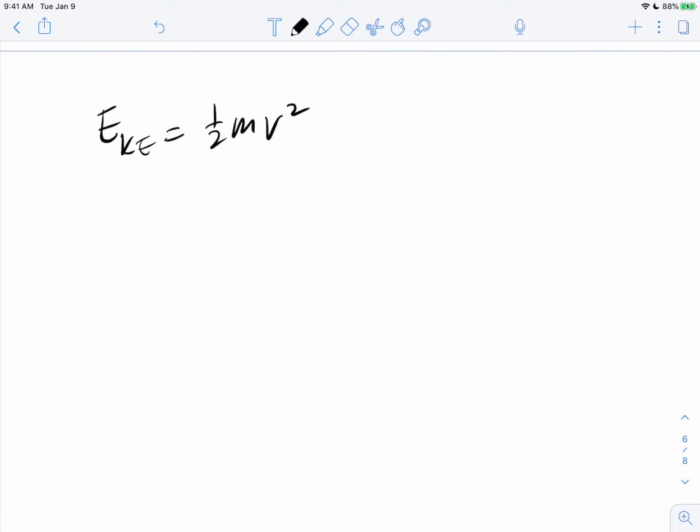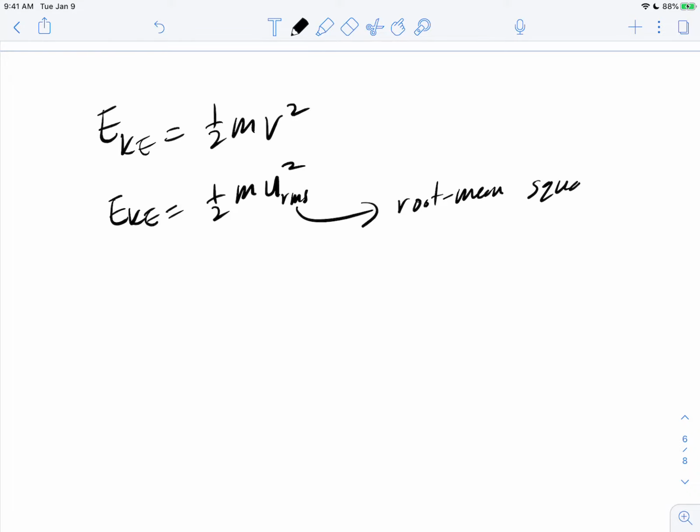Now, velocity has a directionality component to it. So in general, for this chapter, we use speed instead of velocity, which is u squared, and this is generally the root mean squared. I'm just saying this because your book might mention it or Alex might mention it. u_rms is the root mean squared speed, and that is basically taking the average speed of the particles.